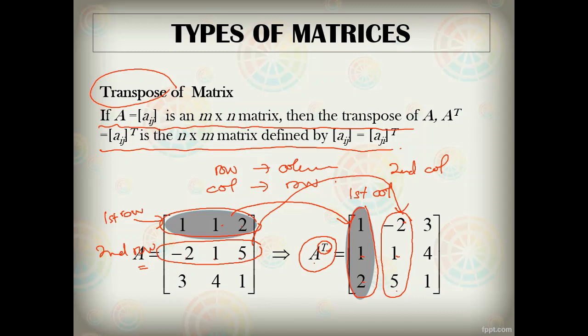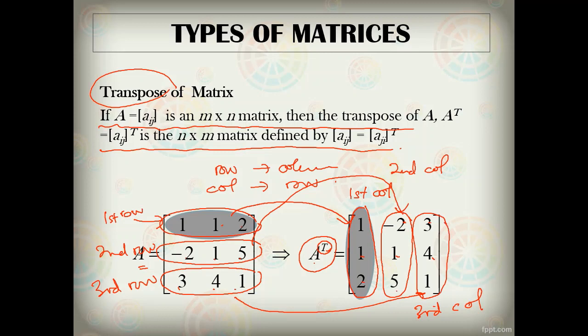And then the third row, make it your third column. So 3, 3, 4, 4, 1, 1. You see? Or you also may start by using the column.